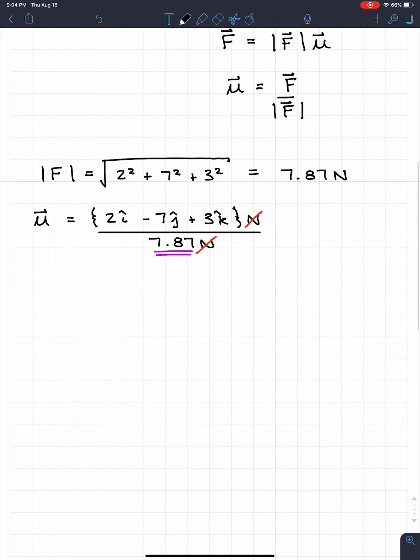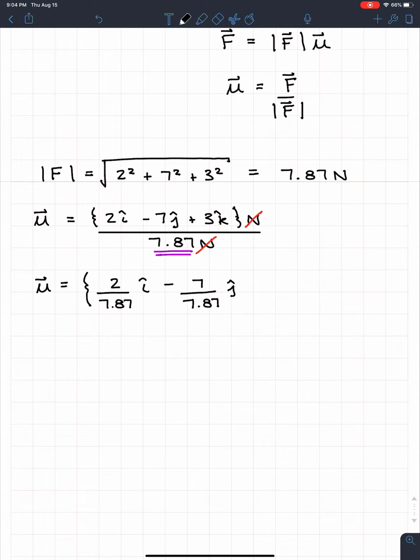So if I'm just going to put this nicely to show you guys, and you guys can do the math to find the exact numbers later, our unit vector is going to be, and I'm going to put big brackets because it's going to be huge, 2 divided by 7.87. This is the I component. It's just the 2 divided by the magnitude, minus 7 divided by 7.87. Like that. And then this is in the J direction.